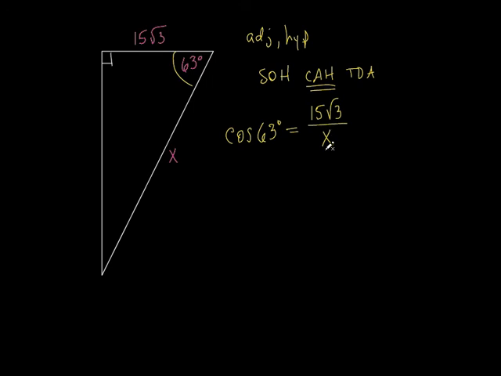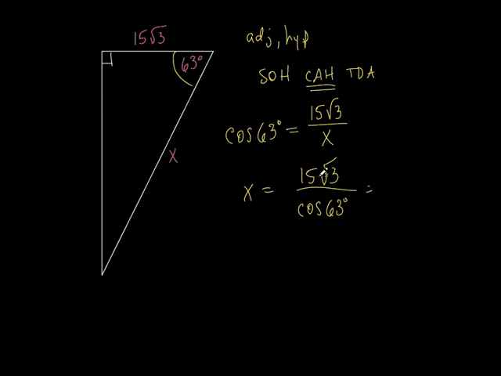Let's think about this. I'm going to multiply both sides by x so it goes on top. Then what's the next thing I'm going to do? I'm going to divide by the cosine of 63. So that's going to go down here on the bottom. So I could just write it like this. I know x is going to be on the top. I'm going to get rid of this by dividing by the cosine of 63. So that goes on the bottom. So look what I have. I've got 15 square root of 3 over the cosine of 63 degrees.